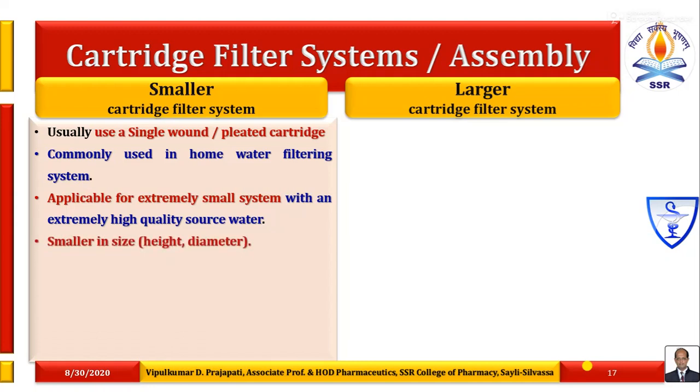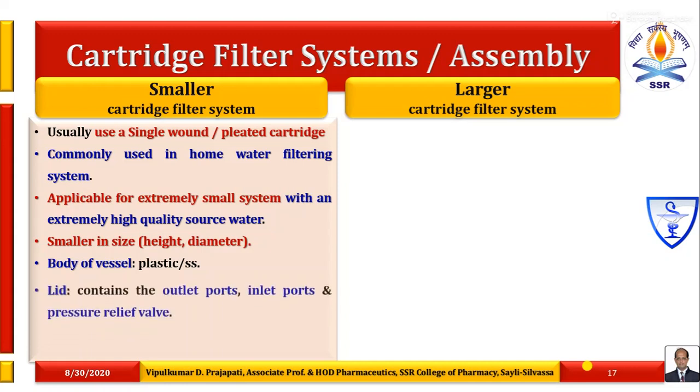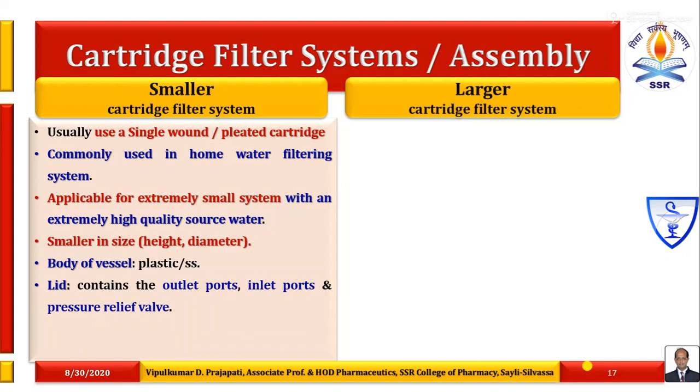The smaller cartridge filter system is smaller in size, in height as well as in diameter, and the body of the vessel must be plastic or stainless steel. The lid of this body contains the outlet ports, inlet ports and pressure relief valve. Taps or ports for pressure gauges may or may not be present. So this is the smaller cartridge filter system.